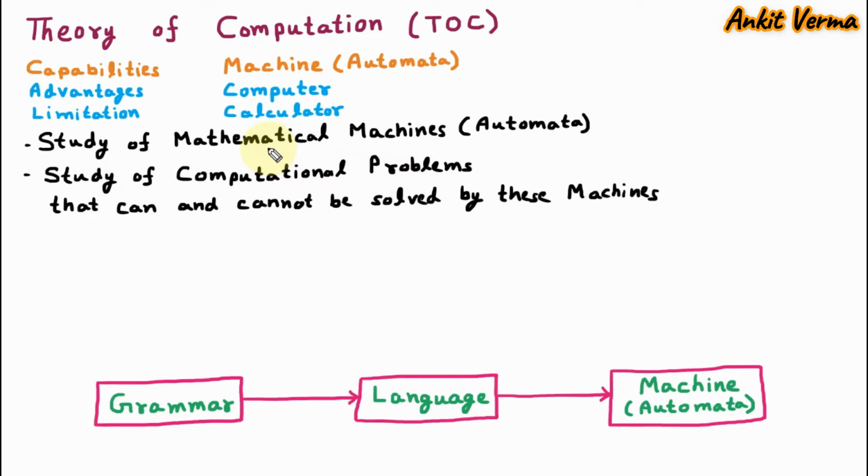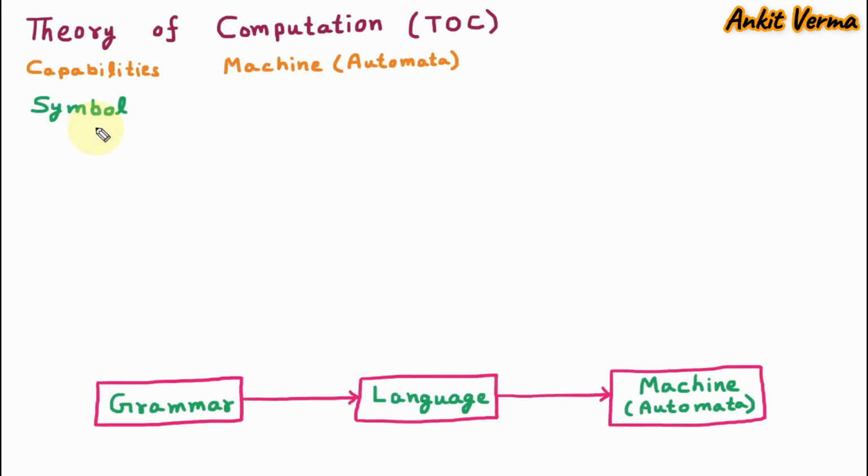In theory of computation, the first thing is symbol. These are the basic building blocks, just like A, B, C, 1, 2, 3, and so on. So these are all the symbols.